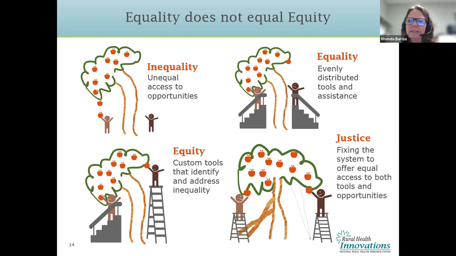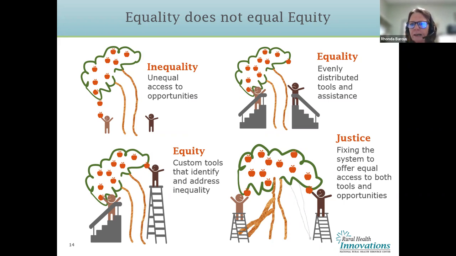The next one over is equality. And again, that is evenly distributing tools and assistance. So you can see there's some steps. So the person on the left, they have very easy access to resources now, but still the one on the right, while he's a little closer, he still does not have good access to the resources and tools and assistance. Equity is getting a little bit better, and that's where we're creating custom tools that will assist everybody depending on what they need. And it addresses the inequality. So again, the guy on the left, he can easily grab the fruit and the resources he needs. The one on the right also is able to access his resources.